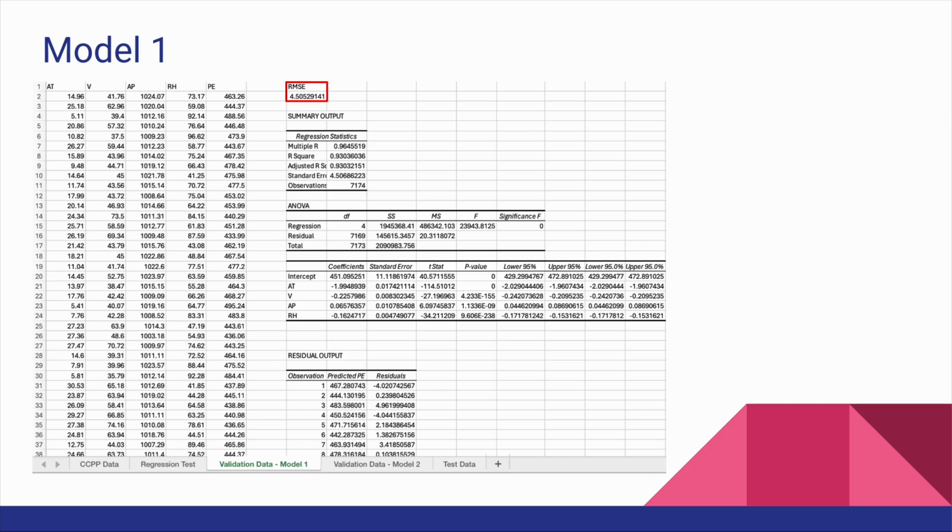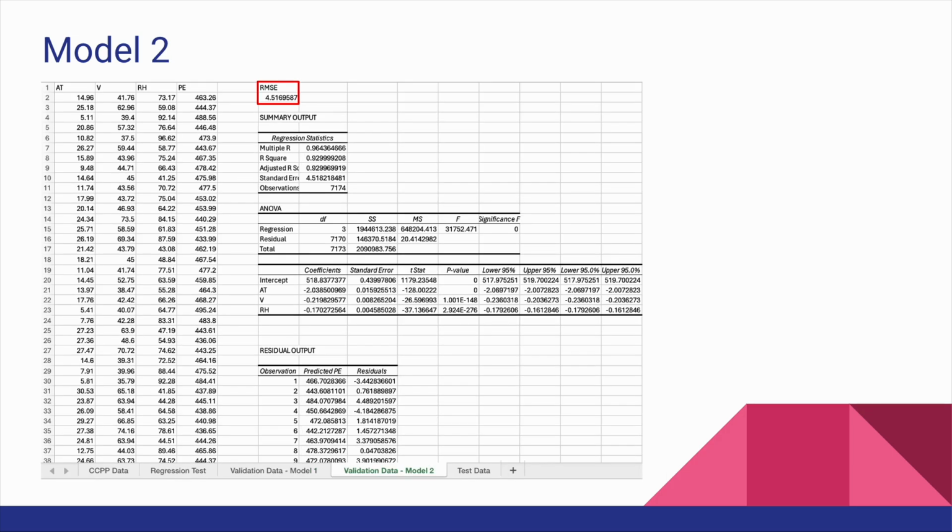Running the regression on the first model, you can see we got a root mean square error of 4.505. And again, this is the one with all the initial variables as features. And then model two, we had a root mean square error of 4.51. And this is the one without ambient pressure.